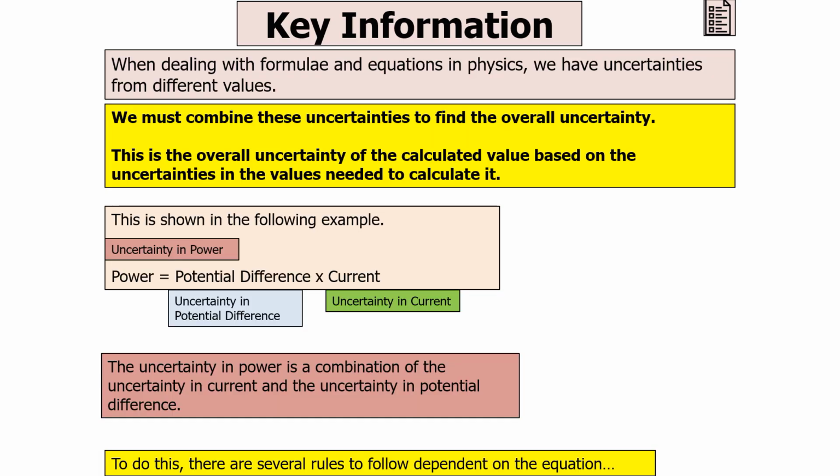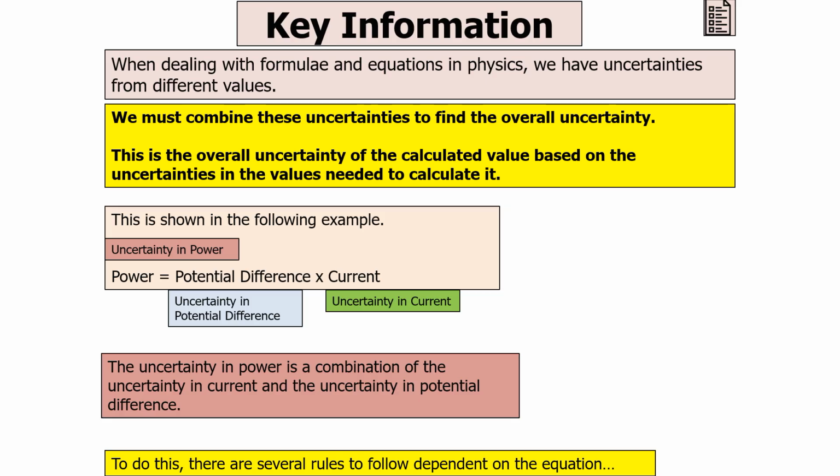When we deal with formulae and equations in physics, we have uncertainty from different values. So we must combine these uncertainties to find the overall uncertainty. This is the overall uncertainty of a calculated value based on the uncertainties in the values needed to calculate it. For example, if we say that power equals potential difference times current, the uncertainty in the power is a combination of the uncertainty in the potential difference and the uncertainty in the current.